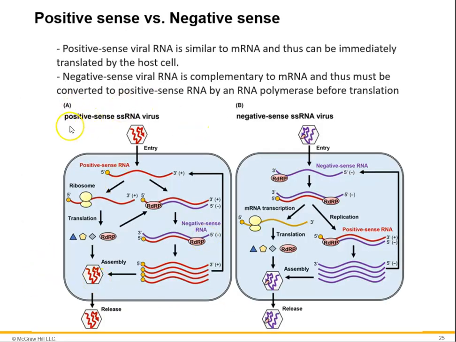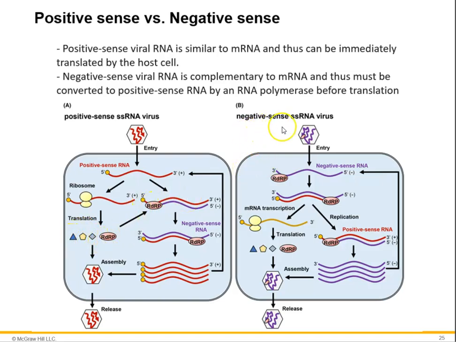Okay, so here we have an example of a positive sense single-stranded RNA virus. It's entering the cell, and now its viral RNA is inside the cell. Now, because this is positive sense, it is ready to be translated. So we can take this strand of RNA, read it, and make proteins and all the viral mechanisms out of it.